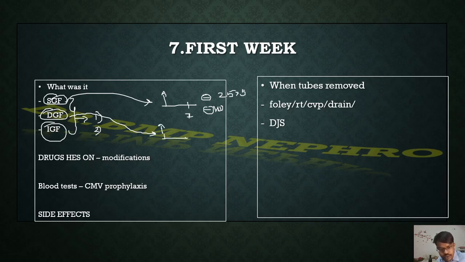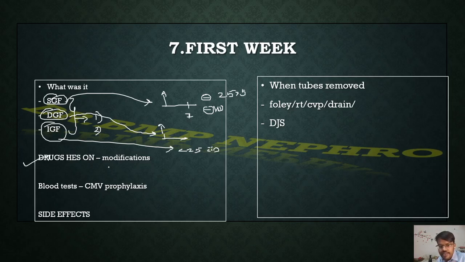Other definitions you can go through. Immediate graft function is if the patient's creatinine level reaches baseline within 7 days, or if the creatinine is less than 2.5 within 5 days. That is immediate graft function. So this definition you have to be clear from the history only, because this diagnosis you have to tell at the end of the summary.